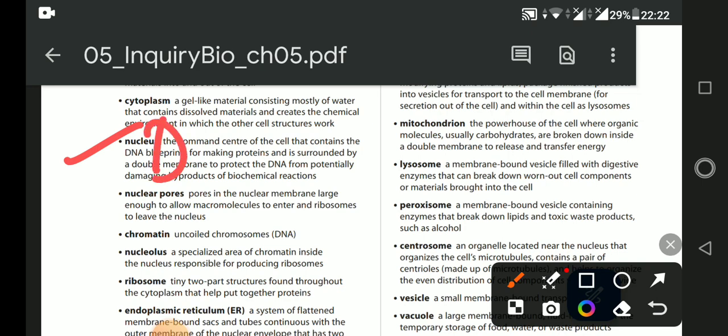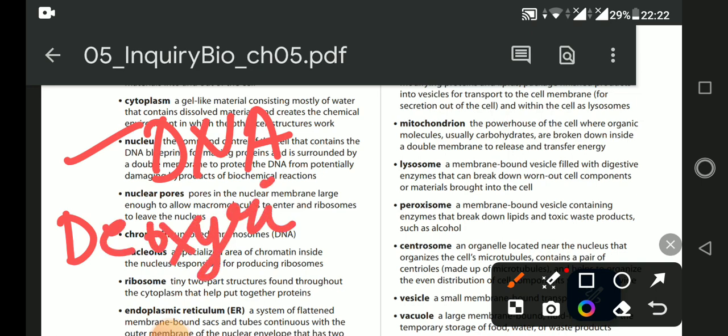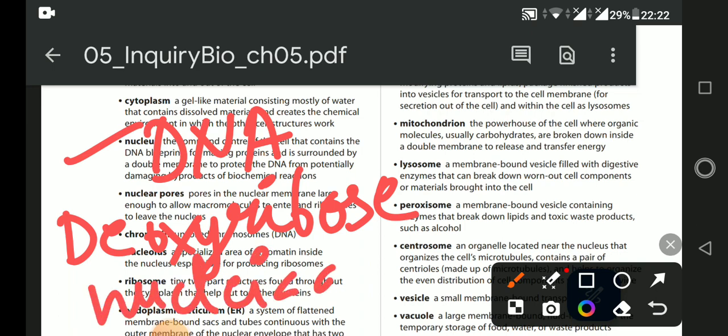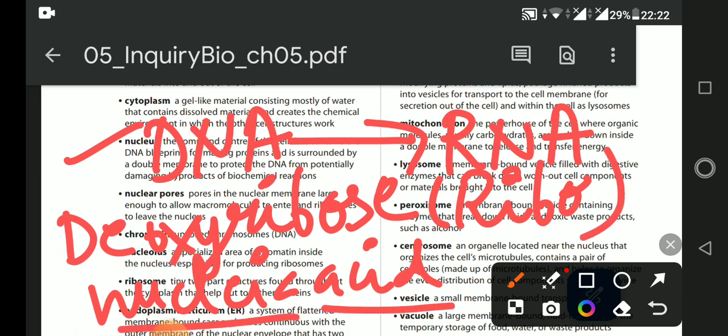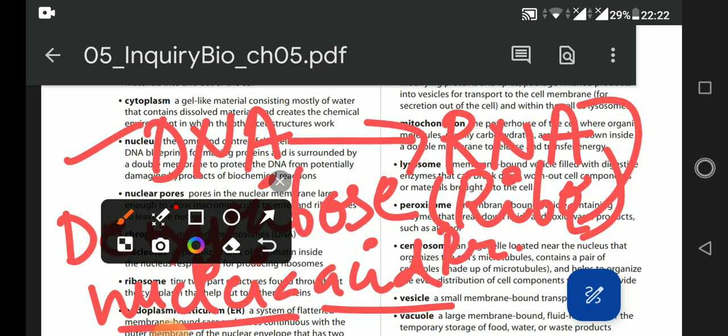Nucleus contains DNA, that is deoxyribose nucleic acid. This DNA is converted into RNA, which is called as ribose nucleic acid or ribonucleic acid. Then this RNA is converted into proteins. So this is how proteins are formed in the different organisms.